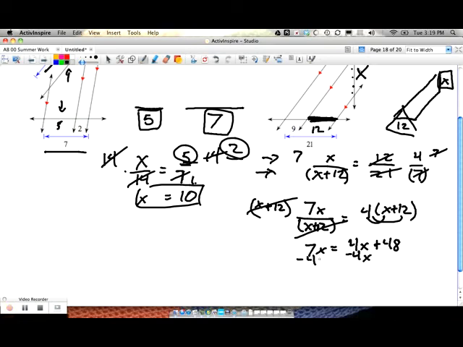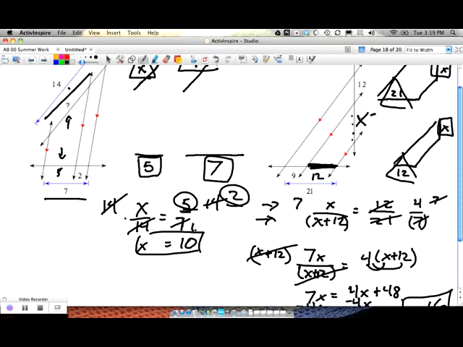Keep going. I'm going to subtract 4x. 3x is equal to 48. Divide by 3. X equals, how many times does 3 go into 48? 16 would be your answer. Does that make sense? Sure does. X equals 16.